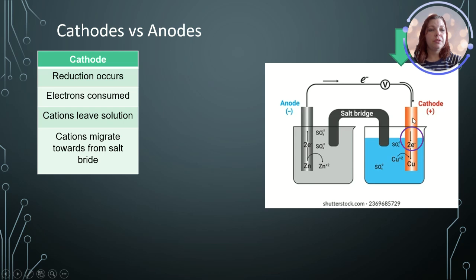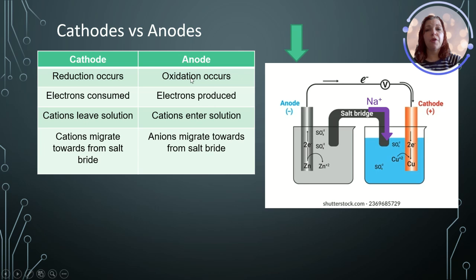So electrons are consumed, so you can see that electrons are moving down the electrode, and then the cations leave the solution and they react with the electrons that are being consumed to form more of the solid. Because of this, because cations are leaving the solution, cations from your salt bridge will migrate towards this half cell. So in this case, if the salt bridge was filled with sodium chloride, you would see that the positive sodium ions are migrating towards this half cell to replace the positive charge that's being lost when your copper 2+ ions are reacting with the electrons and forming solid copper.